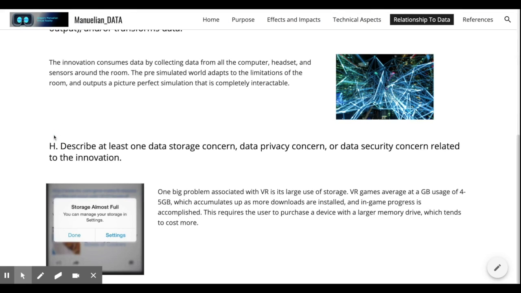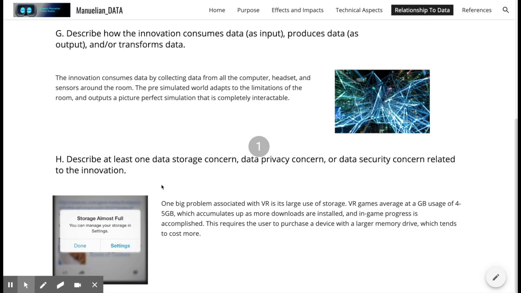Down here, we're asked to describe any data concerns involving storage, privacy, and security. And there is a problem with data storage. When games are a minimum of 4 to 5 gigabytes, that will accumulate over time, which forces users to go out and buy external hard drives, which tend to cost more money.